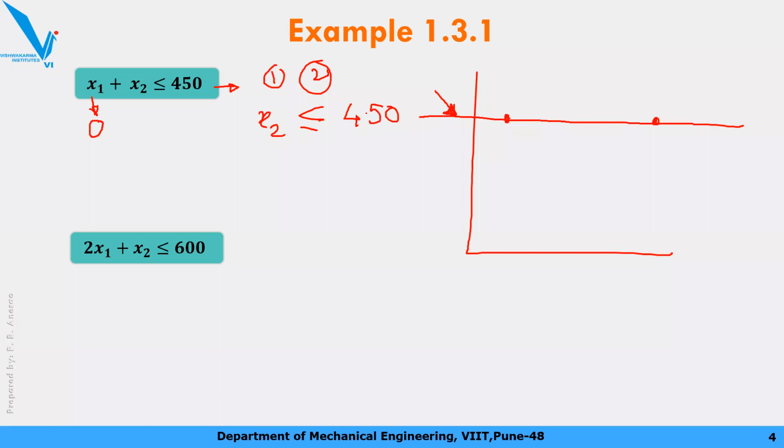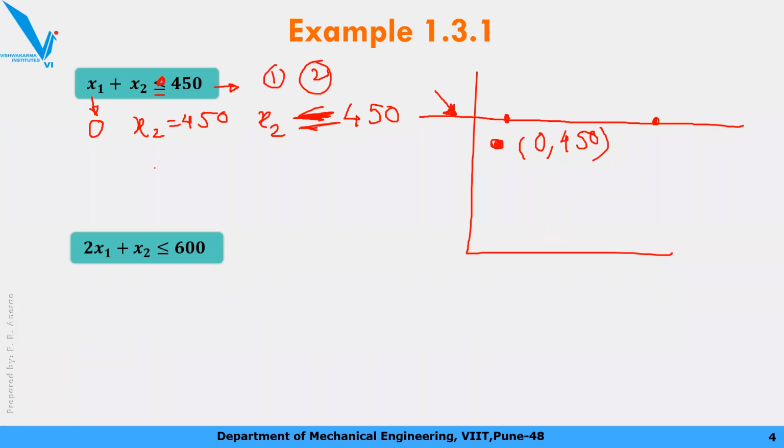Right now, for the time being, forget about this inequality sign. Assume x2 is equal to 450. For the time being, forget about this less than sign. So x1 plus x2 is equal to 450. x1 0 put kar diya, we get x2 equal to 450. Right? So first point का कोऑर्डिनेट मिल गया, देखो उसका कोऑर्डिनेट है 0, 450.